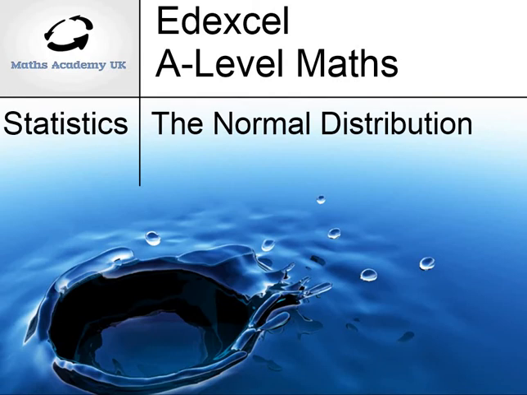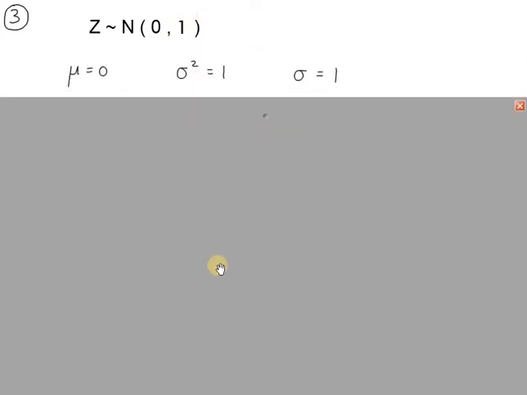The normal distribution. Example 3. Now Z represents a special case of a normal distribution, and it's where the mean is 0, the variance is 1. If we square root 1 we get 1, so the standard deviation is equal to 1.